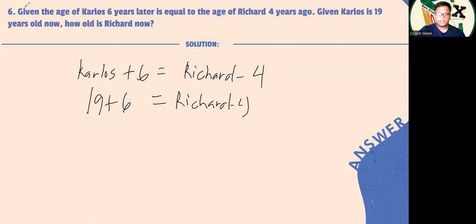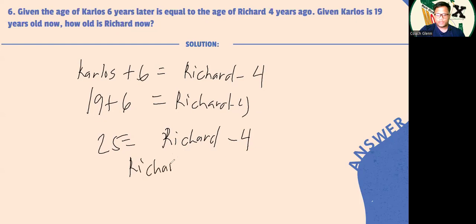So next, 19 plus 6, that's equal to 25. So Richard's age minus 4 is 25. So what's a number that we subtract 4 to become 25? That's equal to 29. So Richard should be 29 years old. Or we can just do 25 plus 4.